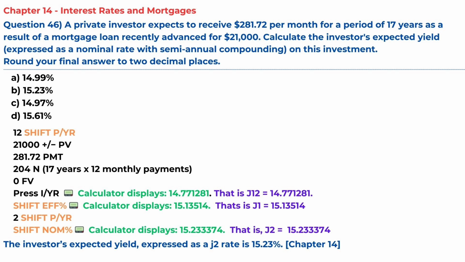12 shift PYR, 21,000, plus and minus sign, PV. 281.72, PMT. 204 N, 17 years times 12 monthly payments, 0 FV. Press I/YR. The calculator displays 14.771281, that is J12 equals 14.771281. Shift effective. Calculator displays 15.13514, that is J1 equals 15.13514. 2 shift PYR, shift NOM. Calculator displays 15.233374, that is J2 equals 15.233374. The investor's expected yield, expressed as a J2 rate, is 15.23%.